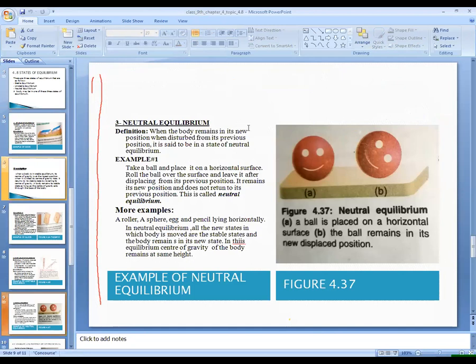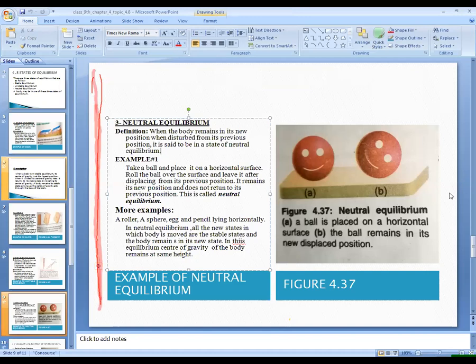When the body remains in its new position, when disturbed from its previous position, it is said to be in a state of neutral equilibrium. So in neutral equilibrium, we have a ball. A ball is placed on a horizontal surface. This is the horizontal surface, right? This is the first position, which is the original position. And when we roll it over the surface, what will happen? After some time, it will take a new position and it will never come back to this position again. This type of equilibrium is called a neutral equilibrium.